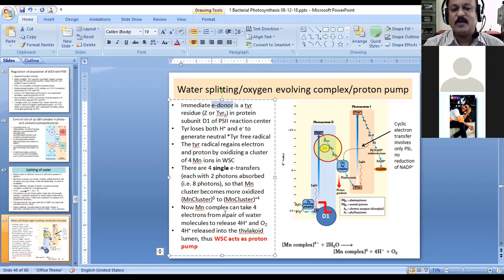And then this particular manganese complex, which has lost all the 4 electrons one by one, can take up the electrons from water molecules immediately. So water will get split up, and whatever 4 electrons are released, those electrons can then be immediately taken up by the manganese complex.